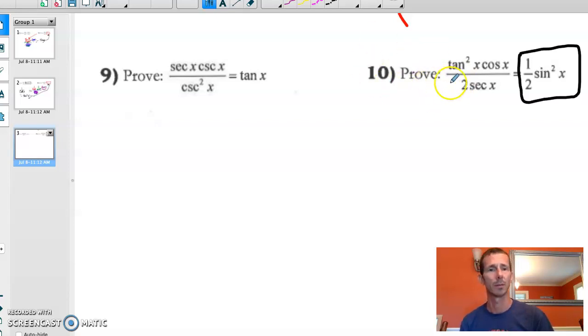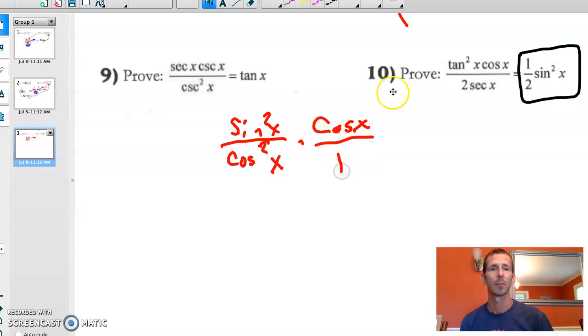All right, assuming now you've completed number 10, we're going to turn all of this stuff on the left into sines and cosines. So tangent squared x is going to be sine squared x over cosine squared x. Just like tangent is sine over cosine, tangent squared is sine squared x over cosine squared x. That cosine is already a cosine, so I'm just going to write it next to it, but I'm going to go ahead and write it as cosine x over 1 because I have a fraction on the left. Now, the bottom is 2 secant, so I'm going to write a 2 there, but secant is 1 over cosine, so I'm going to write the cosine of x in the bottom of that.